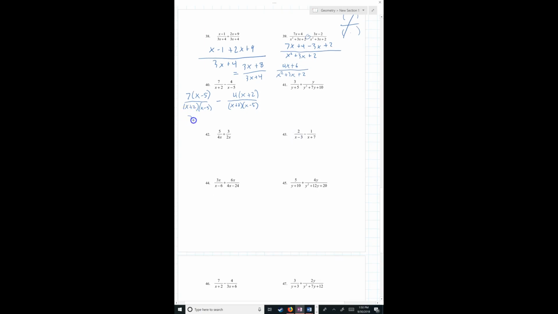So that would be 7x minus 35 minus 4x minus 8. So that would be my top, and the bottom is just going to be x plus 2 times x minus 5. So then if I simplify that, 7x minus 4x, that would be 3x, and negative 35 and negative 8 would be negative 43. And since that's clearly not going to have a factor of x plus 2 or x minus 5, I'm going to go ahead and multiply these back out, and I would get x squared minus 3x minus 10. And that would be my final answer.